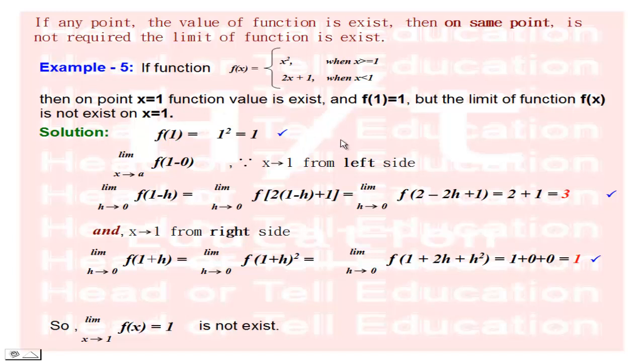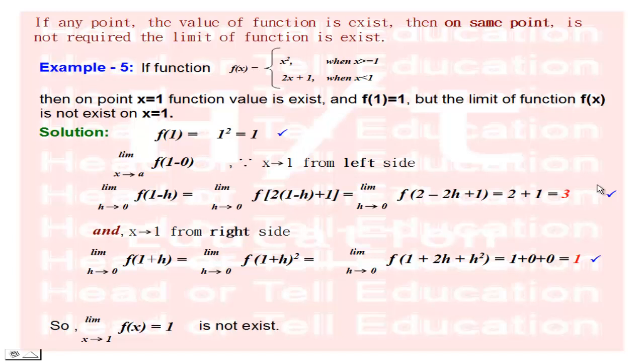Now this time we check the left limit. The limit as x tends to 1 minus 0, that is f(1 minus h), means x is below 1. So this time we will use 2x plus 1. So the limit as h tends to 0 of f(1 minus h) equals the limit as h tends to 0 of 2 times (1 minus h) plus 1. So the limit as h tends to 0 of 2 minus 2h plus 1 equals 2 plus 1 equals 3. So the left limit value we get is 3.